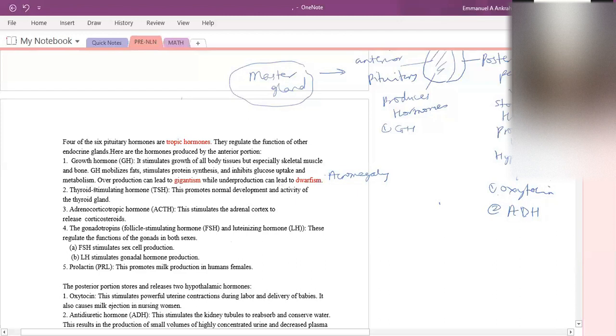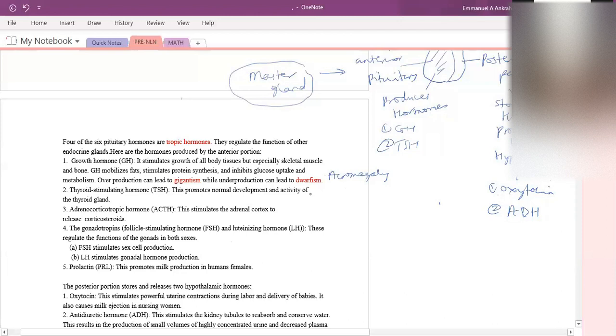Okay. Then the second one is the thyroid stimulating hormone, TSH. So that's number 2. TSH, thyroid stimulating hormone. Now, the thyroid stimulating hormone would act on the thyroid gland, and cause the thyroid gland to produce the thyroid hormones, which we'll be discussing shortly.